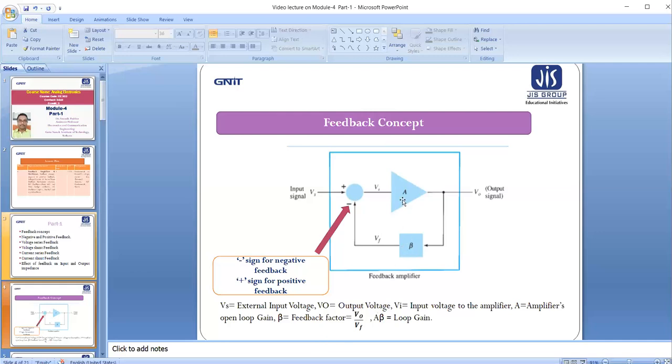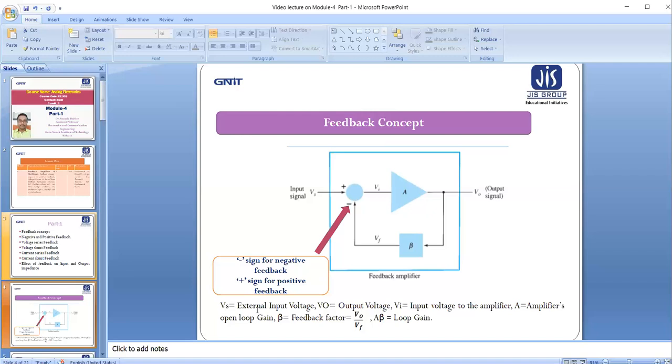And this A is the amplifier gain. So A into beta is called the loop gain, because if you see, it is a loop. It is a closed path, so it is called a loop, and the total loop gain is A beta.